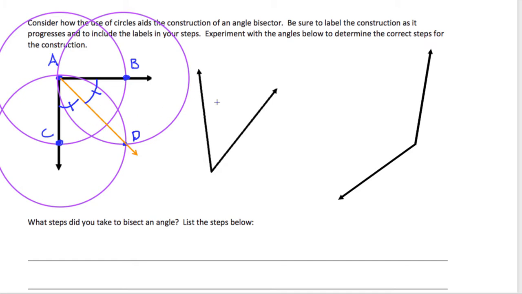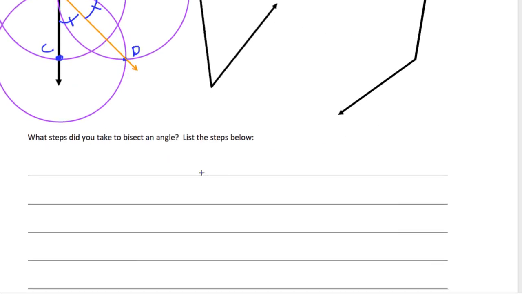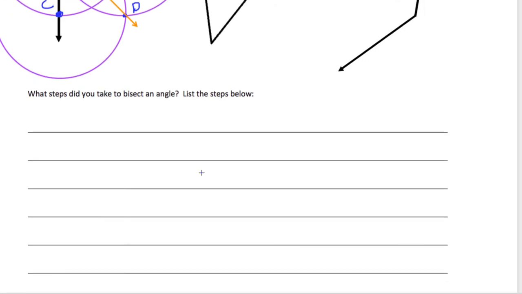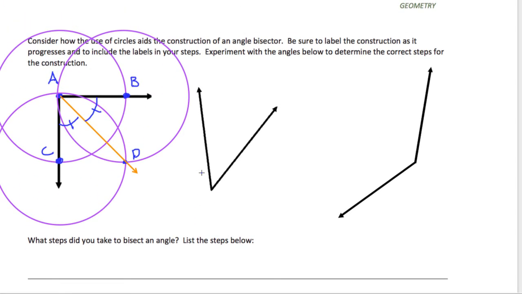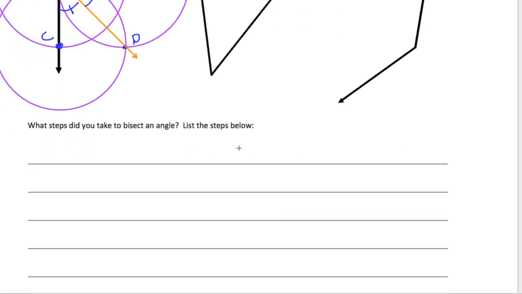Your job is to do an angle bisector for the second and third example, and then to write down the steps so that you can remember it in the future. So I'm going to be walking around and helping us do that right now. But that's our project. Construct an angle bisector for the second and third example, along with writing out the steps.